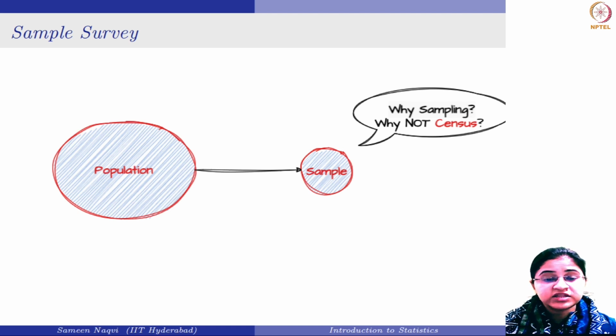In that case, what is the population? It is the entire soup in the bowl, and the sample is basically that spoonful. So based upon the sample, you have made a conclusion about the population.